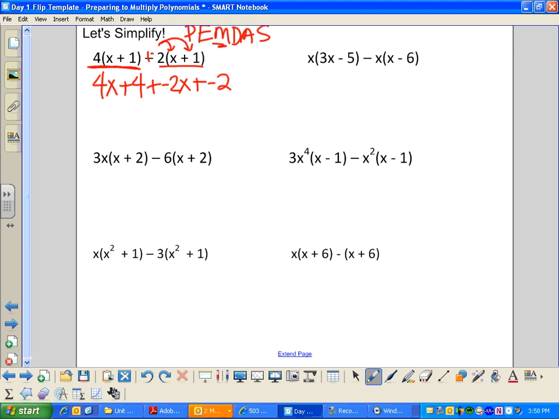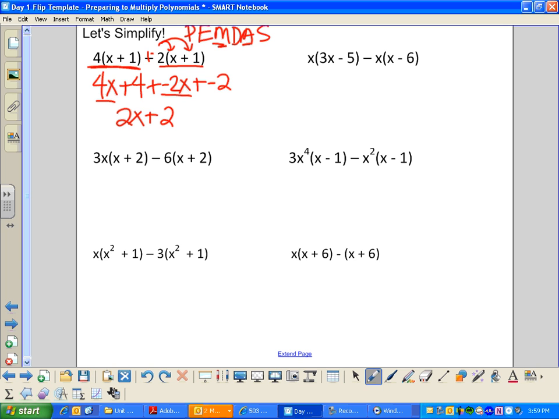Nothing to divide. Now we're going to do our adding. Okay, this is actually 4x plus 4 plus negative 2x plus negative 2. So let's combine our like terms. 2x plus 4 plus negative 2 is 2. Now it's simplified.